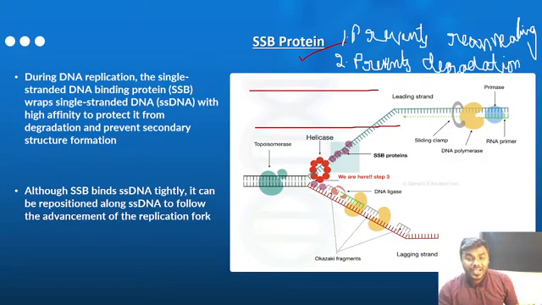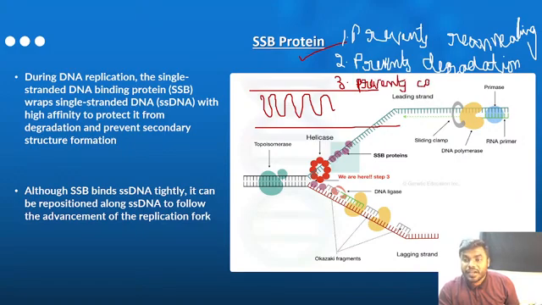Third unique function. Now this is the single-stranded DNA, right? There is a chance that it can form hairpin loop like structures. They can form coiling. So what is the third function? It will prevent coiling. So the three major functions of SSB: prevents rejoining or reannealing, prevents degradation, and third, prevents coiling also.